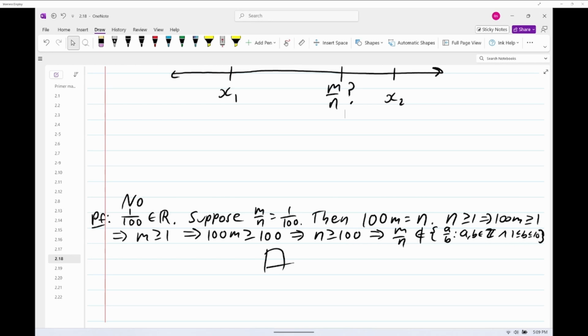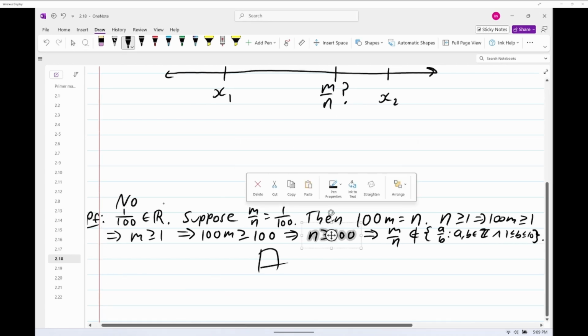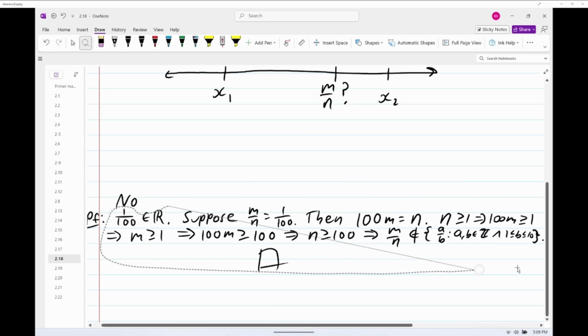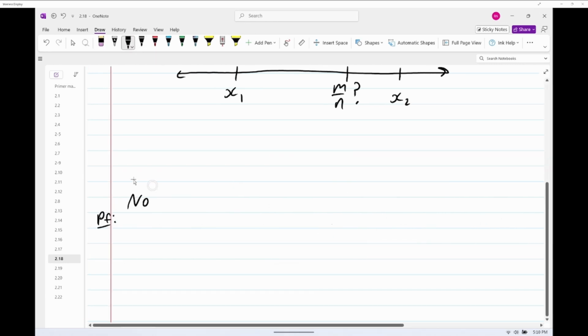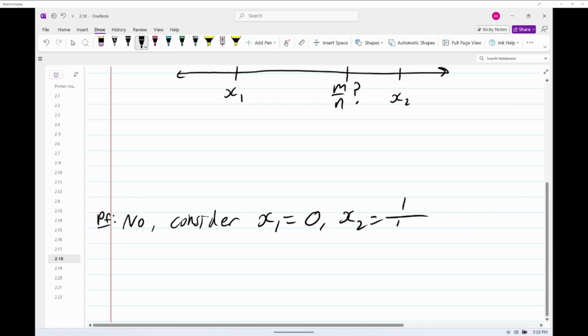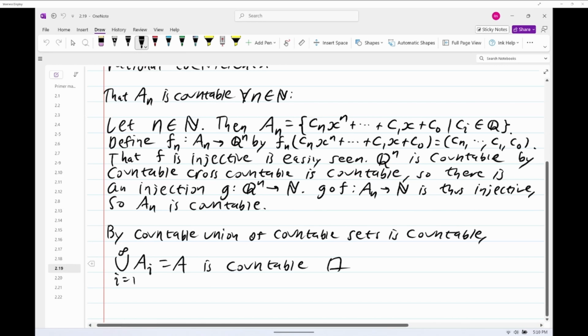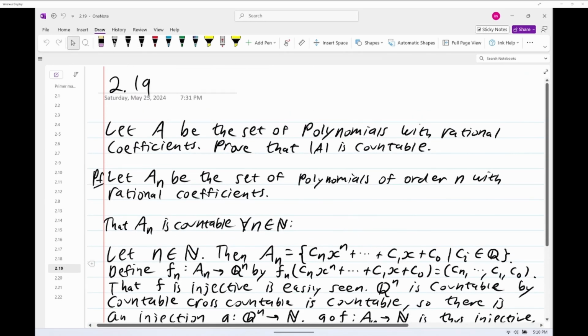Huh? My guy. What were you on when you wrote this? Is it possible that you at one point changed the 10 to 100? No, I'm just going to be very terse about this. No. Consider x1 equals 0, x2 equals 1 over 1,000. Proof. You know, that seems reasonable to me.